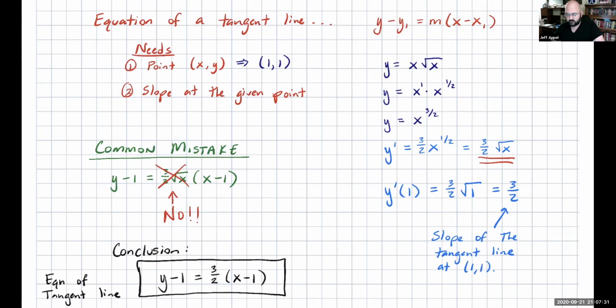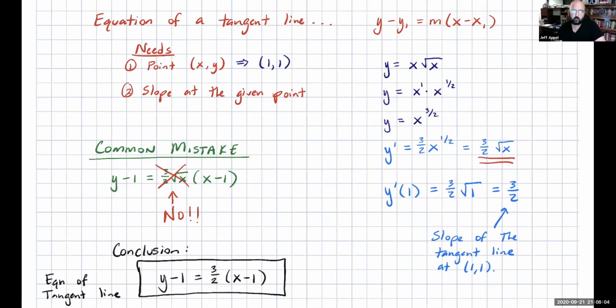And then I said, these are the things you need. Anytime you're going to find the equation of a tangent line, you need a point. The point was given to us in the problem statement. It was at 1, 1. And then we need the slope at that point. To find the slope, we had to take the derivative of the function they gave us. The function given had to be manipulated a little bit so we could use the power rule on it. We took the derivative and then we plugged in the x value of the point, because that's all that we could really plug in there, and we got our slope of 3/2.